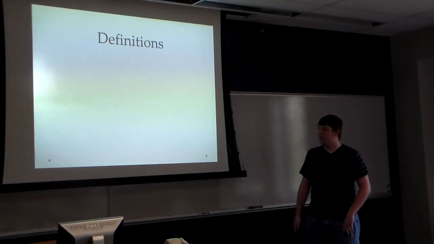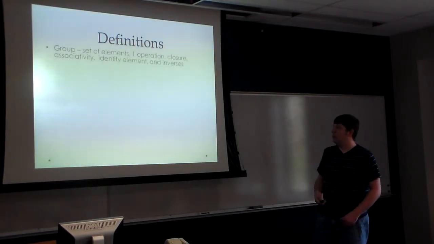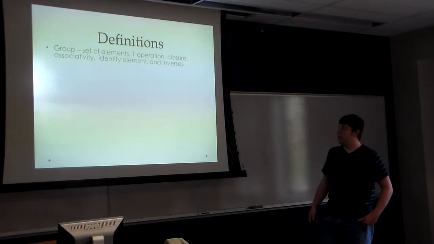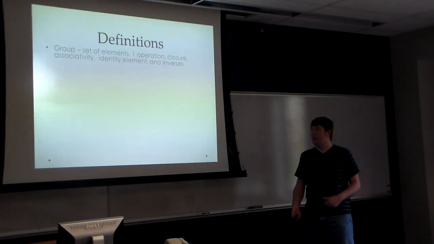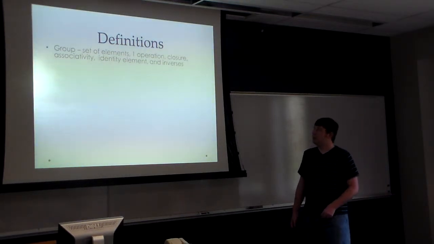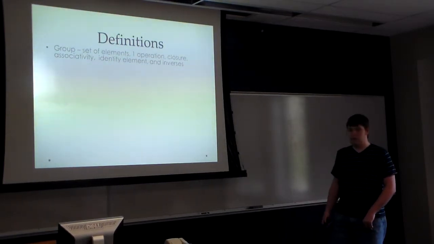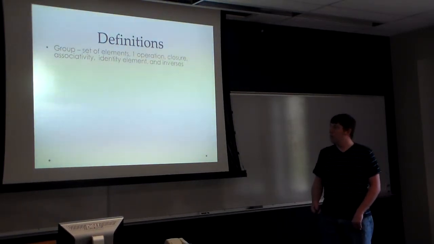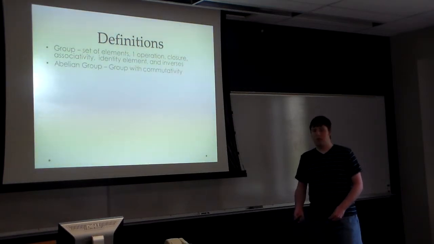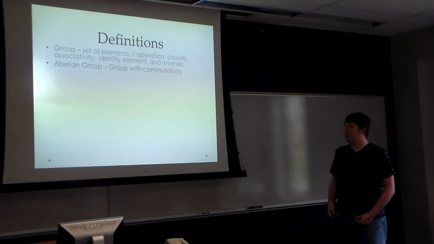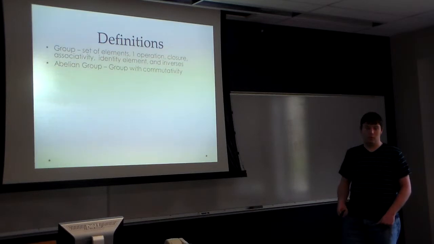So we'll start with definitions that we've had before. We have a group, which has a set of elements, one operation, it's closed, associative, has an identity element, and inverses. Then we have an abelian group, which is a group where the operation is also commutative.